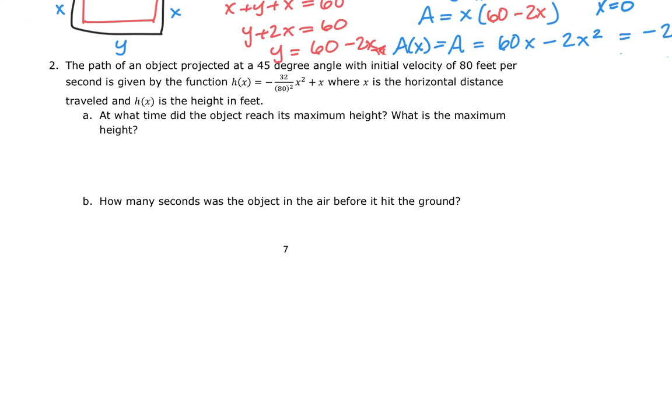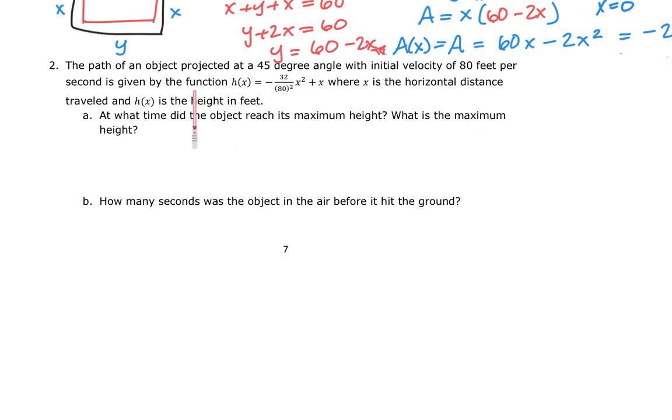The path of an object projected at a 45-degree angle with an initial velocity of 80 feet per second is given by this function where x is a horizontal distance traveled and h is the height in feet. At what time did it reach its maximum height? And what is the maximum height? Okay, so we have to pay attention to the fact that x is a horizontal distance. It is not the time.